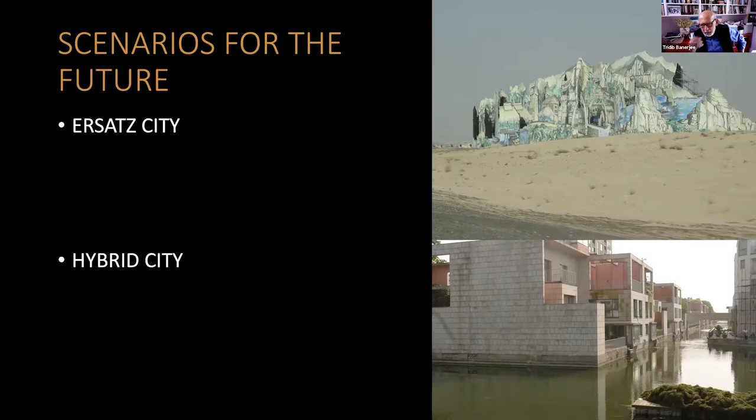Hybrid city. This is one of China's nine town one city plan. This is the one, Puyang, which used to be part of the delta region of the Wangpu River. And so they thought that this might be a candidate for something like Venice.